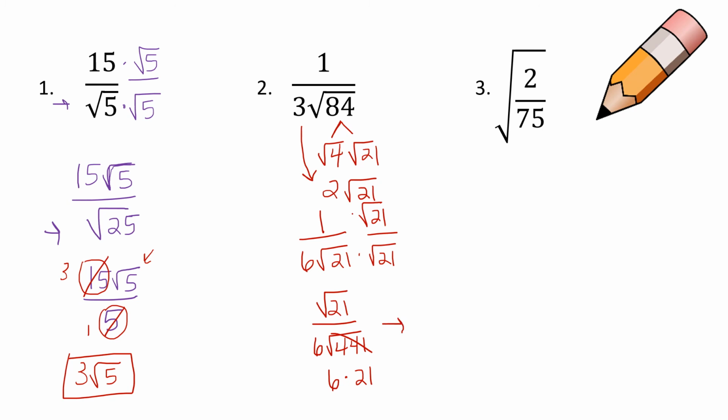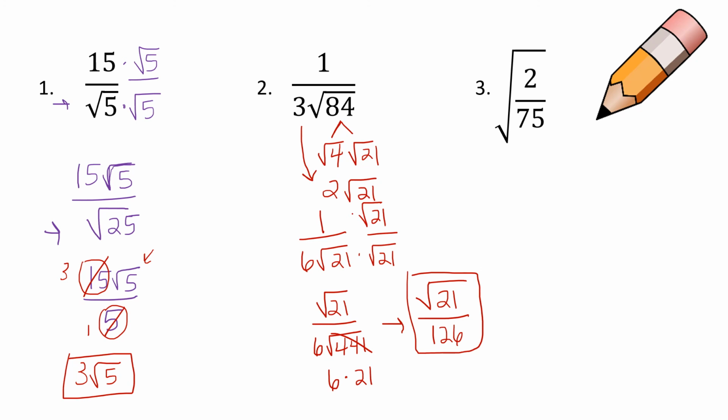So over here, the final fraction that I'm going to get is the square root of 21 over 6 times 21, which if you, again, plug that into your calculator, 6 times 21, that's going to give me 126. So this would be my final answer because I can't simplify any further because 21 is under the radical and 126 is not. Okay, the last example on this slide then is the square root of 2 over 75.